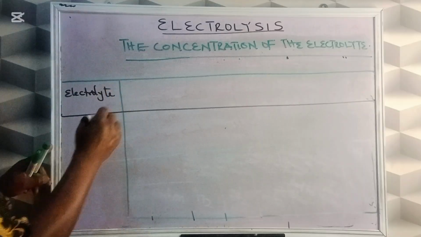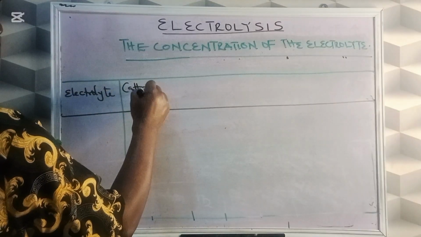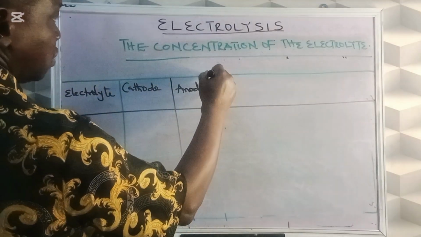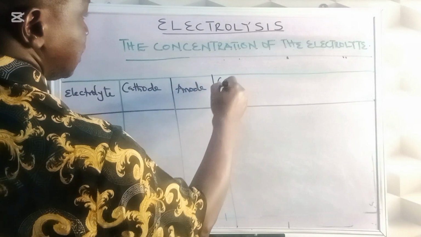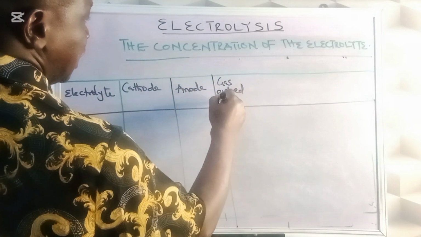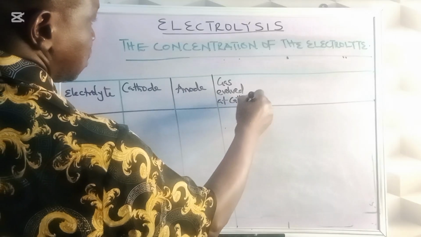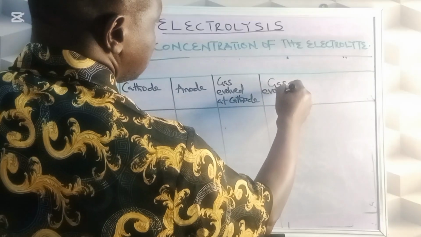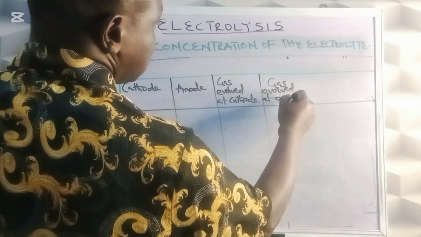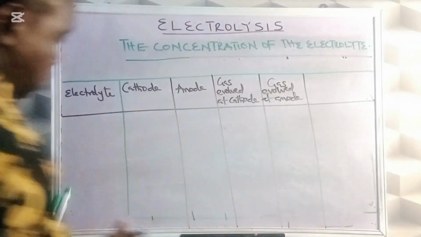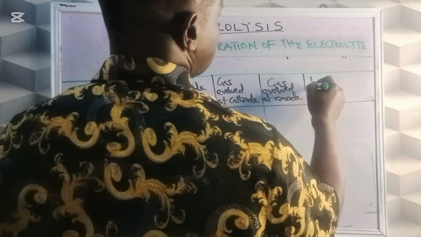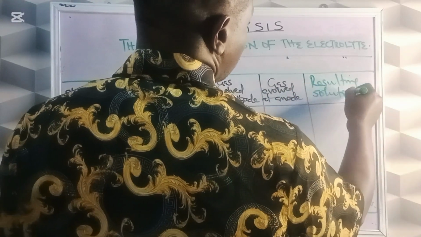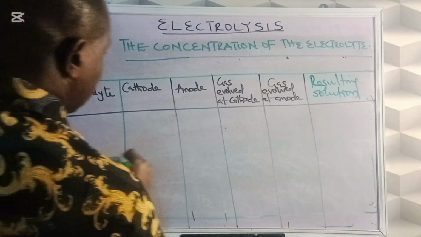Electrolyte, cathode, anode, gas involved at the cathode, gas involved at the anode, resulting solution after electrolysis. So I will now divide it into two.